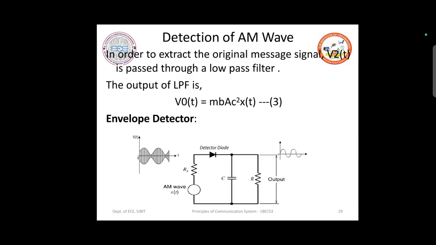The envelope detector is a much better practical circuit to demodulate the signal. Let us see how it works. The input will be s of t, which is the modulated wave, and you pass it through a detector diode, which is nothing but a square law device again, and you have the same RC network. Conceptually both circuits are one and the same, but the way we are drawing it is slightly different.